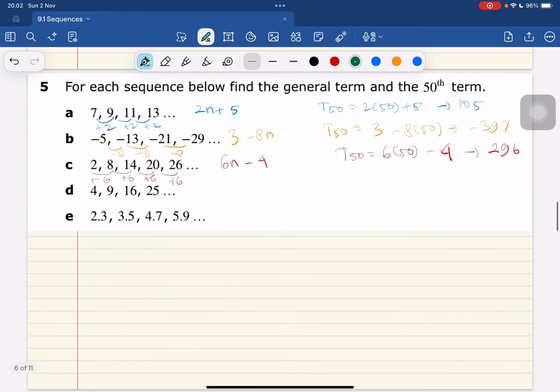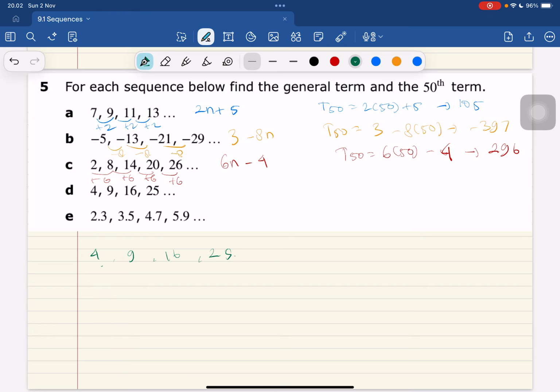D. I need more space. Let us write it here: 4, and then 9, 16, and 25. 4, 9, 16. Okay, I think we can see it from here directly. You may take a look.